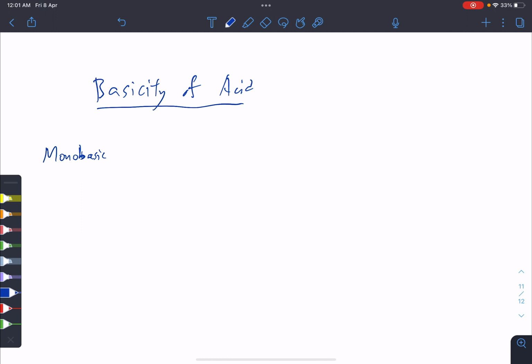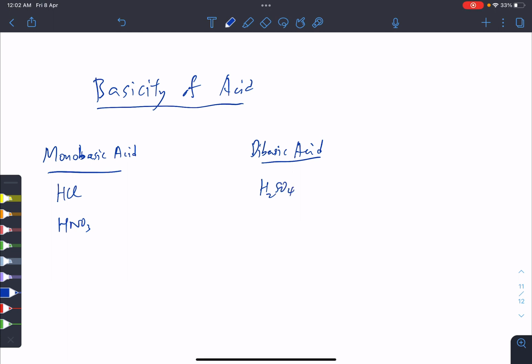Monobasic acid. Dibasic acid. Monobasic acids are HCl, HNO3. Dibasic acid is H2SO4. Even your CH3COOH is also a monobasic acid. So I think at this point, you more or less could already figure out that there is a pattern. So I say these are monobasic, for example.